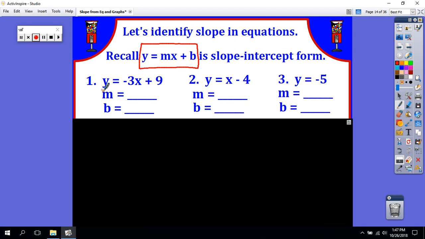Looking at number 1, what would the slope be? Negative 3. The coefficient for x is negative 3. What would the y-intercept be? Positive 9. So 9 goes for B. We just found the slope and the y-intercept of that equation. Number 2. Think about it. Don't shout out the answer. What is that coefficient for the letter x?